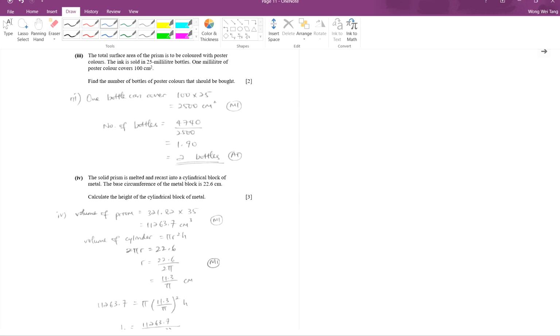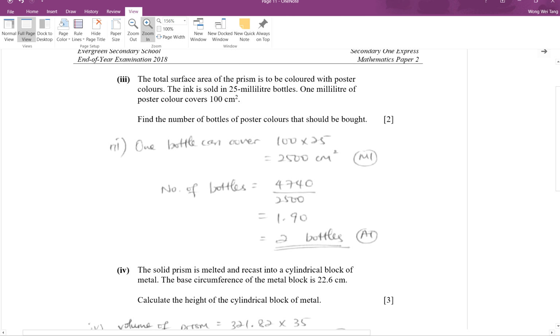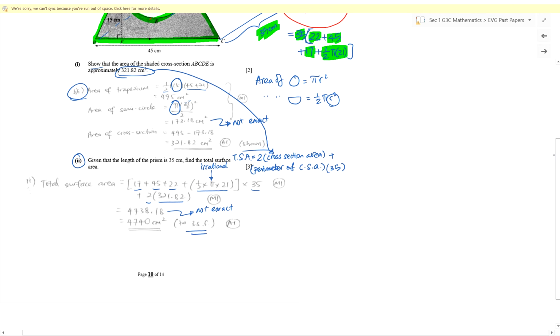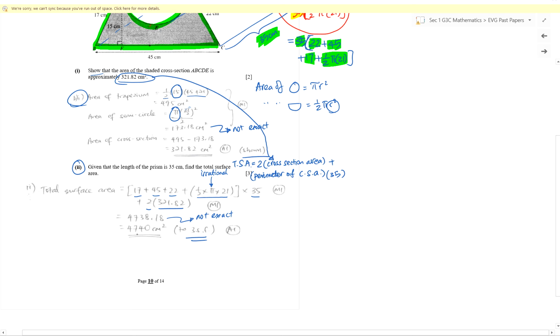Next, part 3. They tell us that the total surface area is to be colored with poster colors. The ink is sold in 25 milliliter bottles. 1 milliliter covers 100 square centimeters. How many bottles do you need? So definitely we require the total surface area of the prism. In the previous part, the three significant figures value was 4740, but we should use the 5SF value, 4738.18.